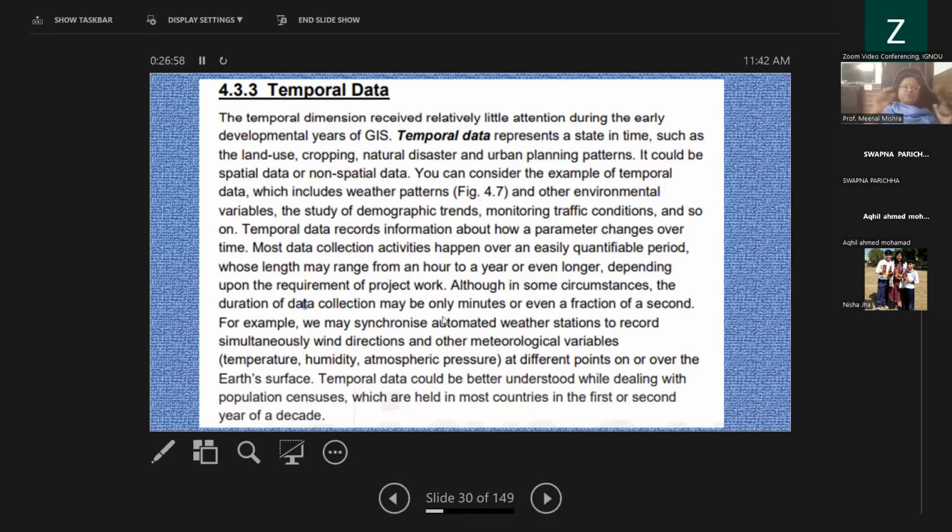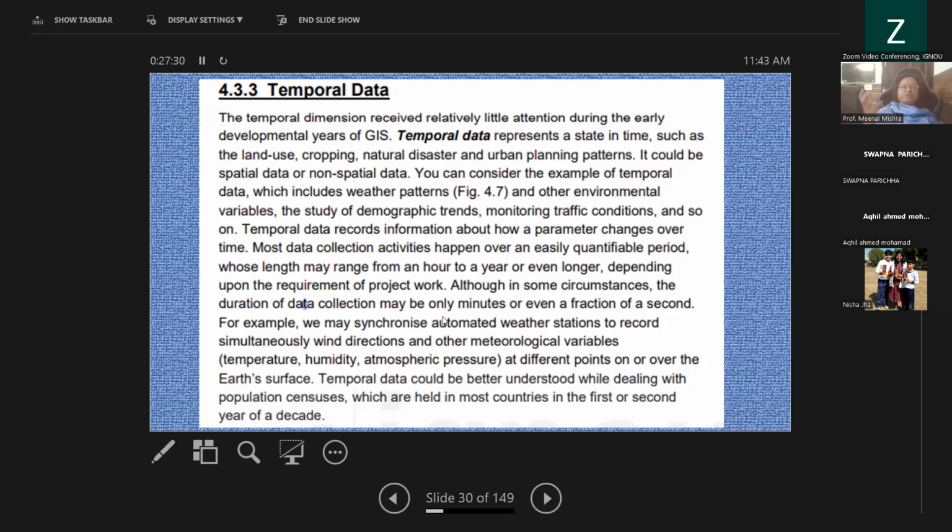Suppose you talk of cropping or land use. Land use was in 1940 like this, in 1960 it is like this. So when the data is described with time, that becomes temporal data. This type of data is very useful, as I told you, in land use and natural disaster. Suppose this is the flooded area. Prior to flood, it was like this. So again, that is temporal data.